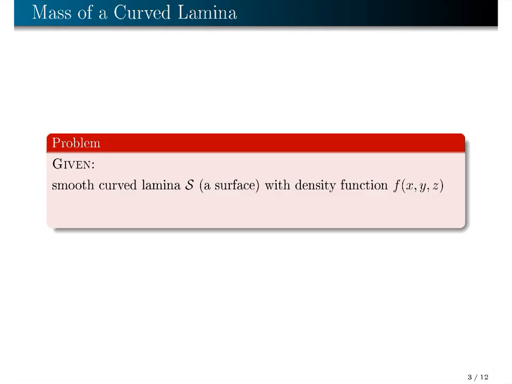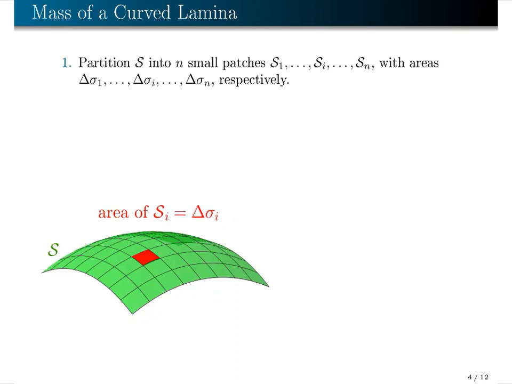In this lecture, we consider laminas that are not planar but curved. That is, the lamina is in the shape of a smooth surface S in three-dimensional space with density function f of xyz. Our goal is to find the mass of the lamina S. To obtain the mass of lamina S, we employ the basic ideas in formulating an integral, which are usually summarized into three steps: partition, approximate, and sum.